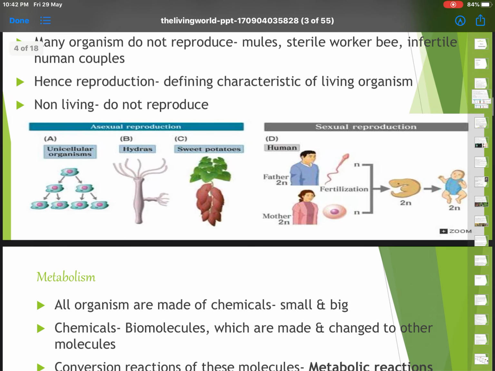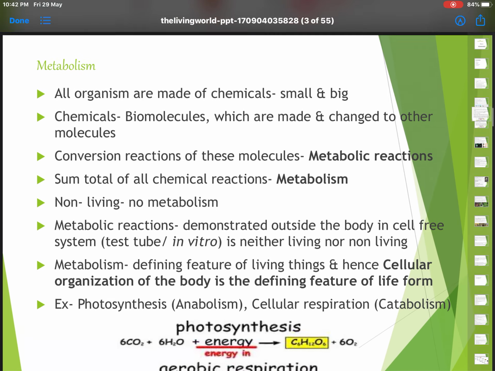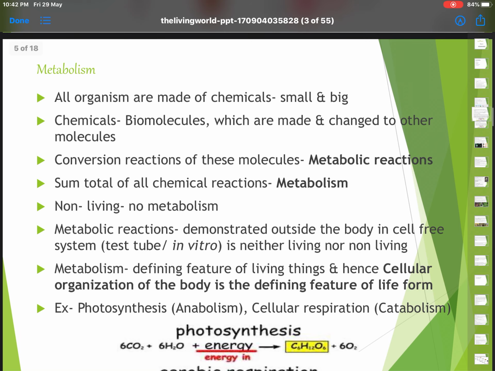So you got basically sexual reproduction and asexual reproduction. And the third characteristic of a living organism is metabolism. Metabolism is basically anabolism plus catabolism. Catabolism is breaking of something. A bigger molecule is broken down and smaller molecules are formed. Like we eat food, chapati, dosa, rice, all that. And all these will be broken down, and finally glucose is formed. Then we say catabolism. And then anabolism.